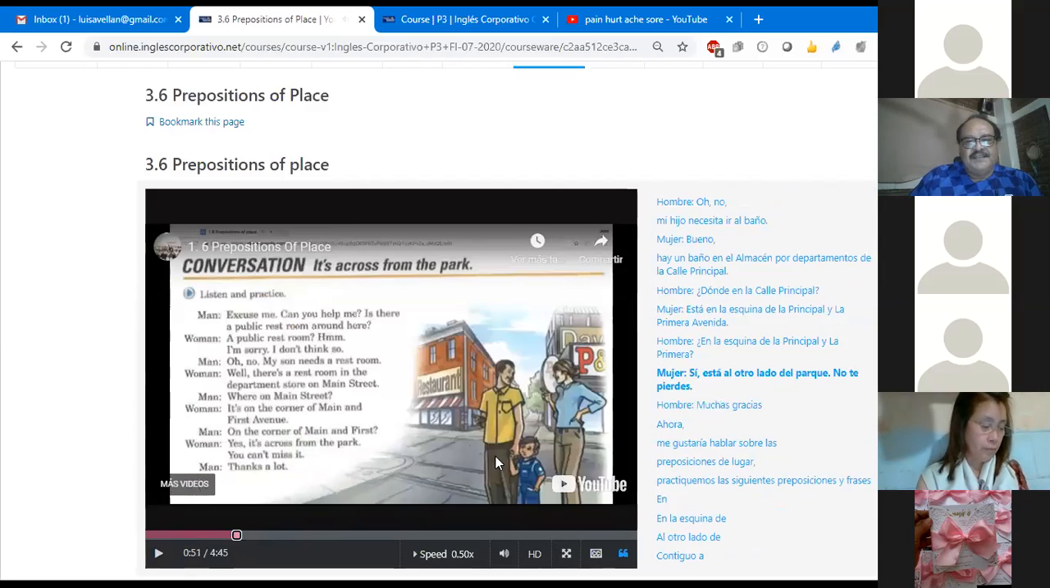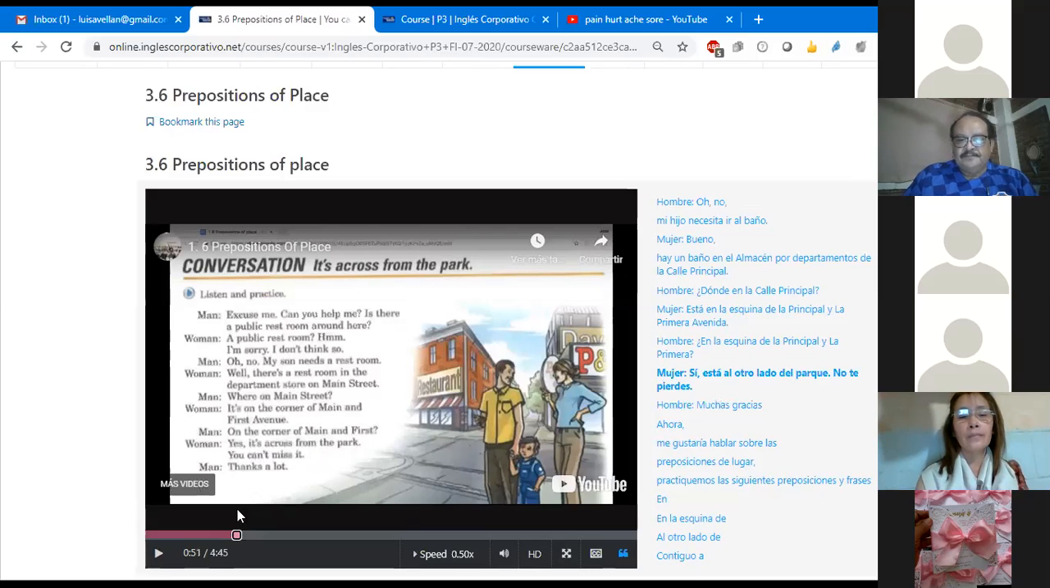So you see, this is a practical conversation using directions, right? Excuse me, can you help me? Is there a public restroom around here? Hay, de haber. They say, I'm sorry, I don't think so. And then my son needs a restroom. Well, there is a restroom in the department store. And then the guy says, where on Main Street? It's on the corner of Main and First Avenue. Aquí él lo confirma en la pregunta, on the corner of Main and First. Yes, it's across from the park.